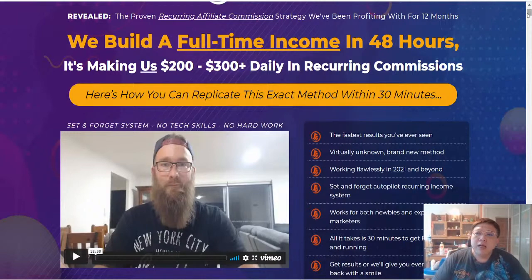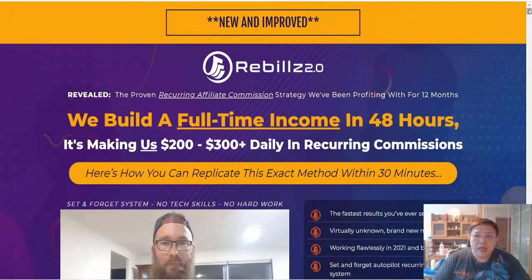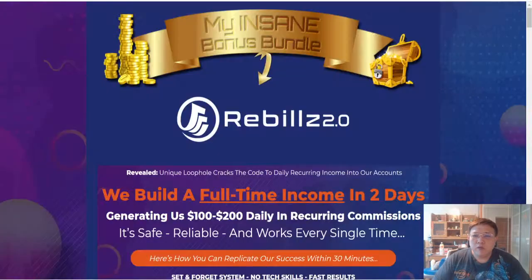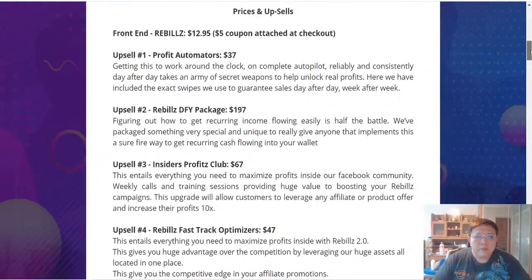So the next thing is, when I actually analyze the entire Rebillz 2.0, if I go into my bonus page over here, I'll leave a link to this particular bonus page if you're interested to explore more about Rebillz or even want to purchase Rebillz. If I look into the pricing of Rebillz here, the front end is retailing at $12.95, and this will allow you to, again, let me go back to my slide.